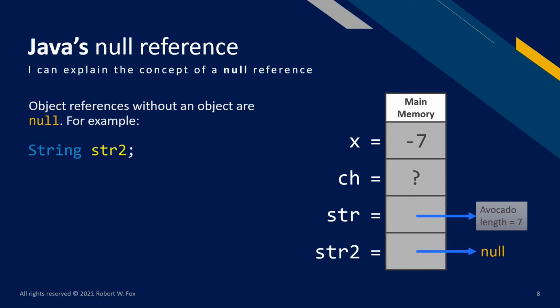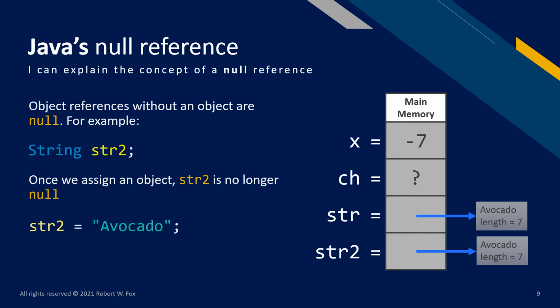One thing that you may not have considered now that we understand that objects are stored as references is the fact that an object reference might not have an object. So here's an example. I make a string str2, but I don't assign a value to it. And when an object reference doesn't have an object, it refers to what is known as null. So str, the object reference, has an object that's been created, the word avocado. str2 has not been given an object, so it simply refers to null.